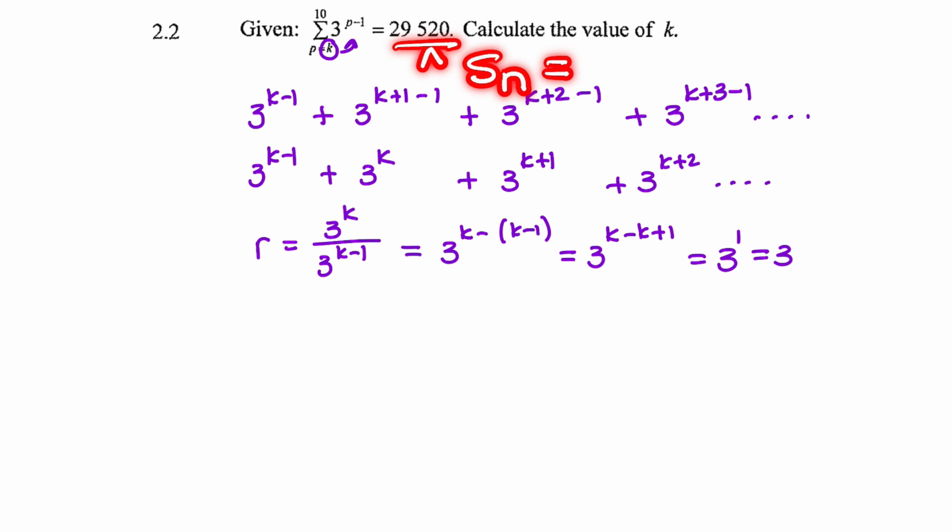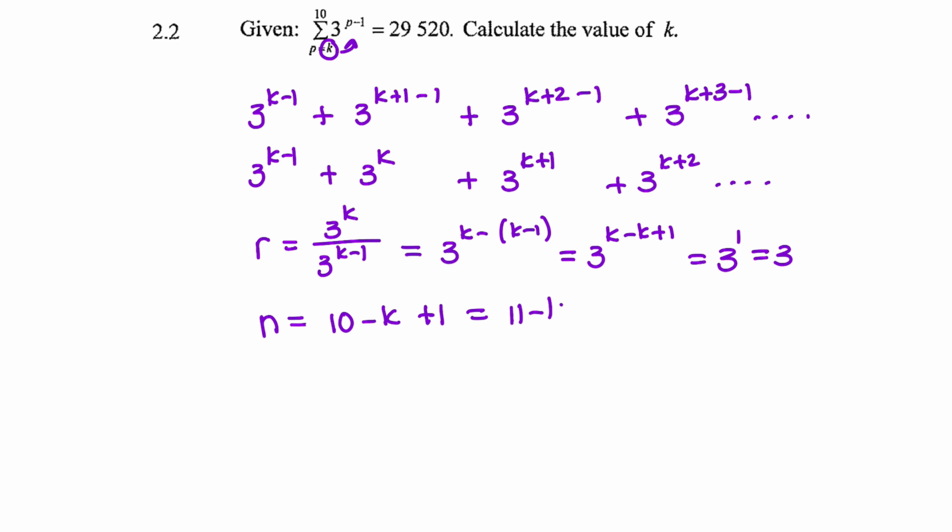So it's Sn. I want to find how many terms are in this pattern. We have Sn, and we are looking for the number of terms n. In sigma notation, the number of terms is the top value minus the bottom value plus 1. So it will be 10 minus k plus 1, and that becomes 11 minus k. So our number of terms would be 11 minus k.